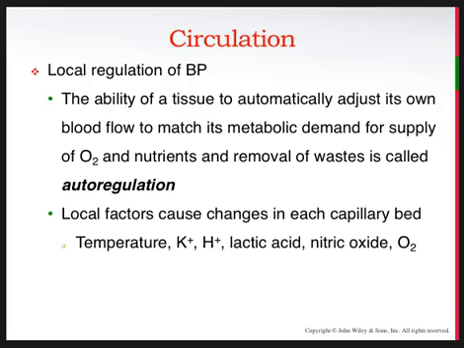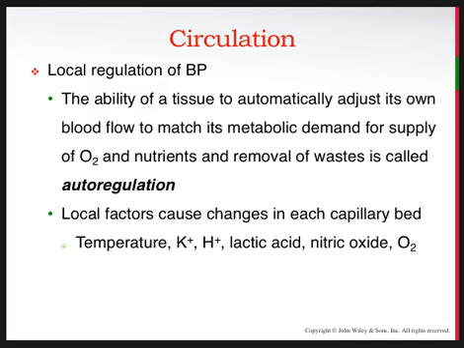Okay, circulation. We need to talk about circulation predominantly at this point from localized regulation. So tissues have the ability to automatically adjust their own blood flow to match their metabolic demand for supply of oxygen and nutrients and removal of waste. That process, that ability to automatically adjust a tissue's own blood flow, is called autoregulation.